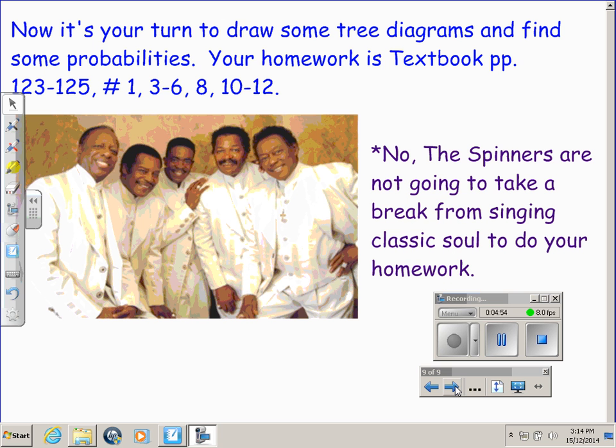So in closing, after we go through these activities, at the start of tomorrow's class, it will be your turn to draw some tree diagrams and find some probabilities. So for those of you who are working on this from home, you may want to pause the video here. Just take note of the page numbers and the questions you're going to be working on.